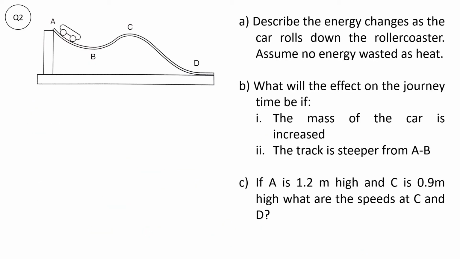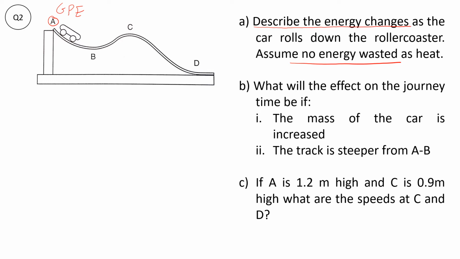Right, this question is about a roller coaster. We're going to assume that no energy is wasted in this question. Okay, it says there, no energy wasted. A says, describe the energy changes as the car rolls down the roller coaster. So position A, well, it's all GPE, isn't it? Okay, roller coaster doesn't move at the beginning, so it's got no KE.